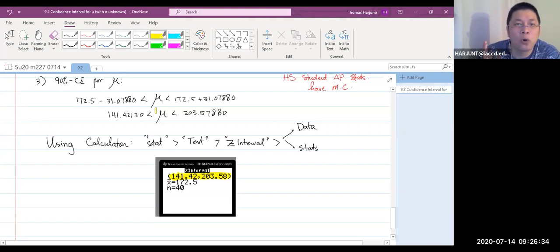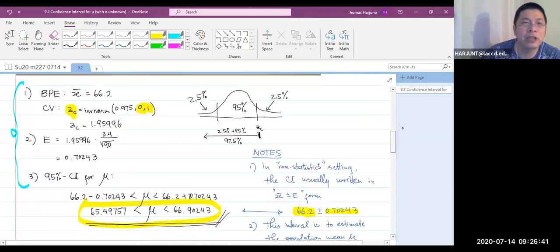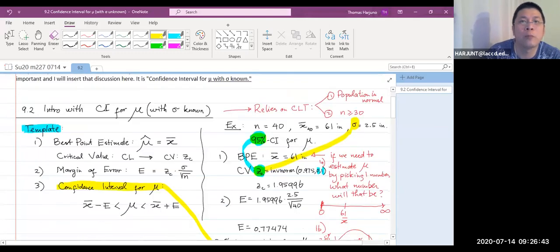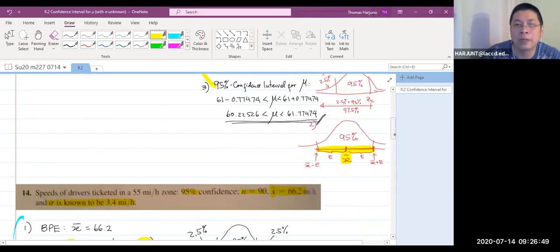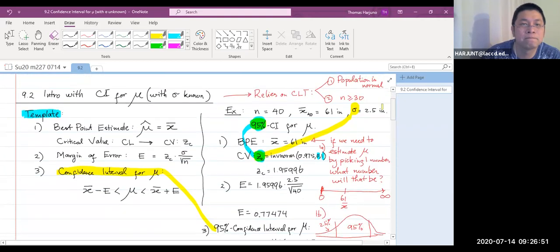Now that's for when we know the population standard deviation. Let's go back to the template from last week.